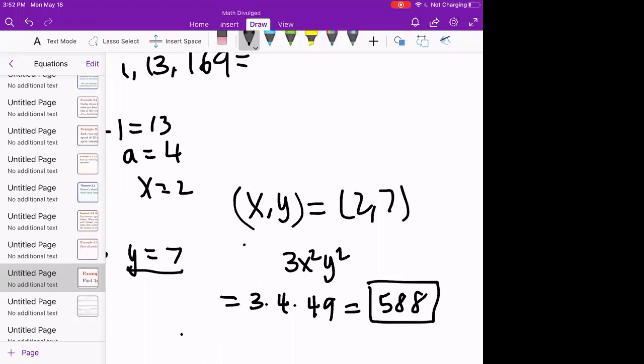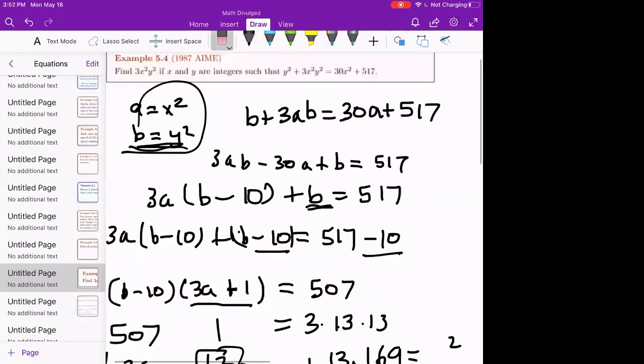Okay. So we actually solved this one pretty easily as well. We just had to notice that it required a very important substitution at the beginning, which is a equal to x squared and b equal to y squared at the top. And once we use that, it just becomes a normal Simon's Favorite Factoring Trick problem like the last one.